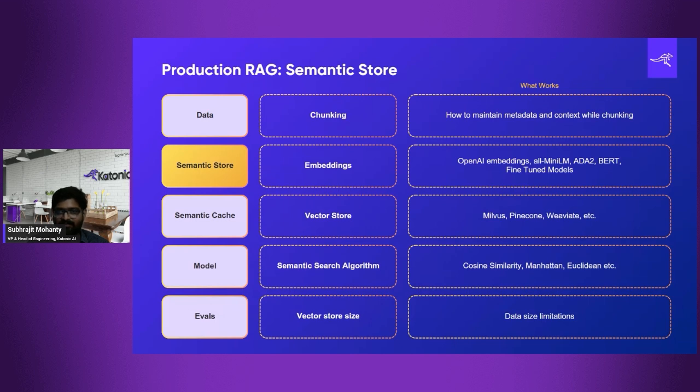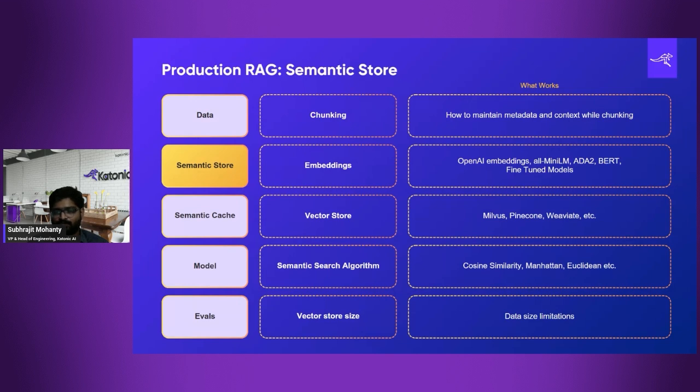Next is embedding. We use those to represent our data in a vector store. So picture a map where similar items are closer together. We use models like OpenAI embeddings, all mini LLM, ADA2, BERT, and some fine-tuned models to create these embeddings. They help us capture the essence of the data, making it easier to find and use.